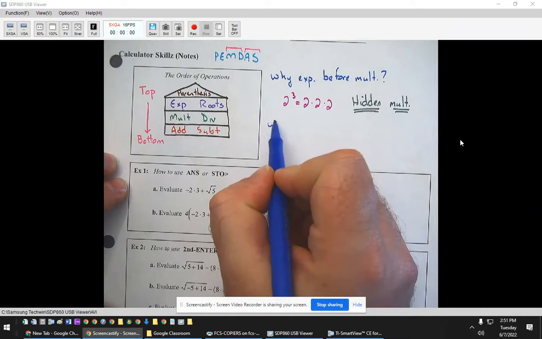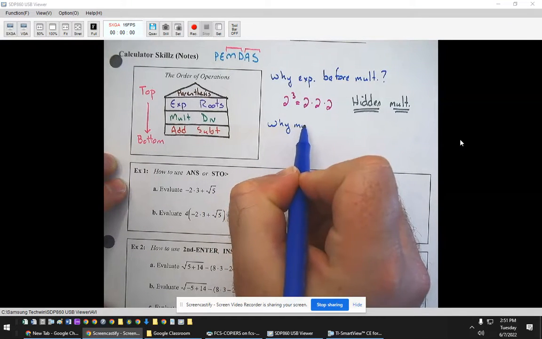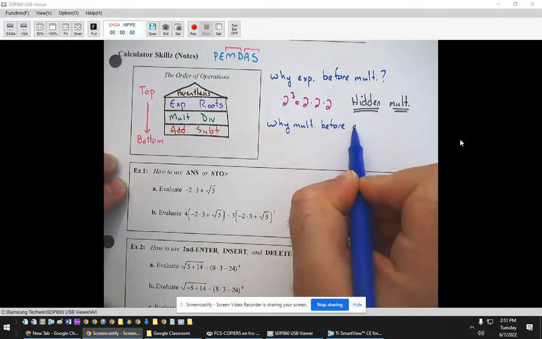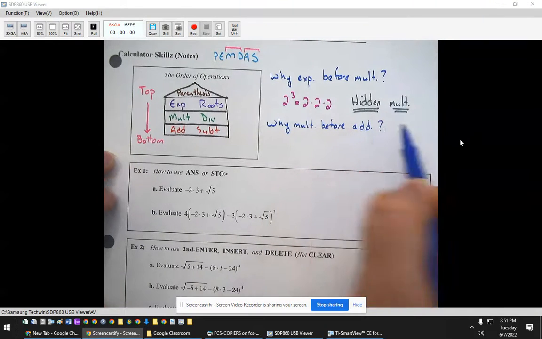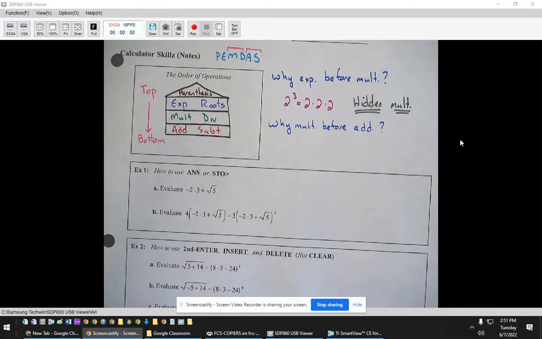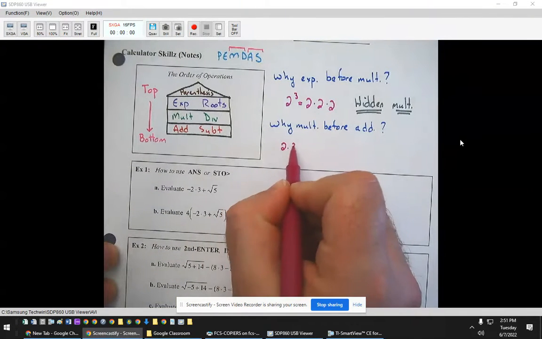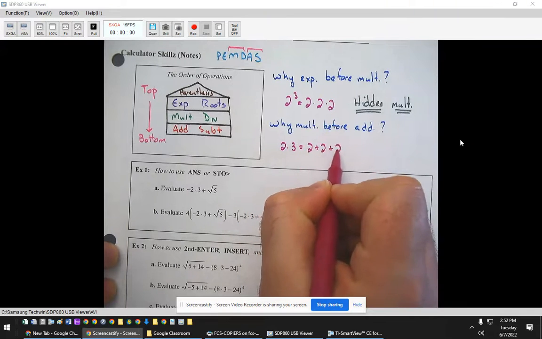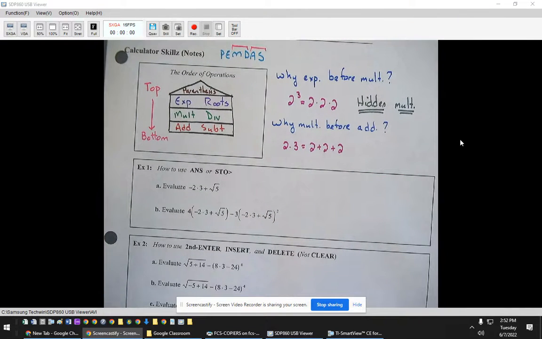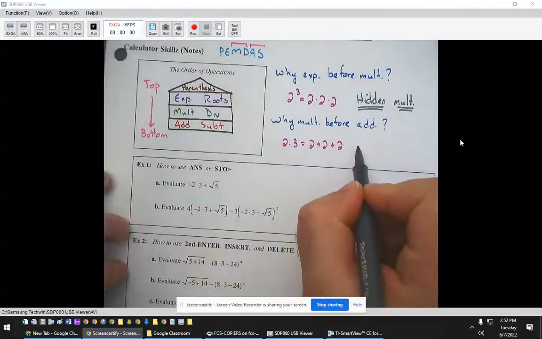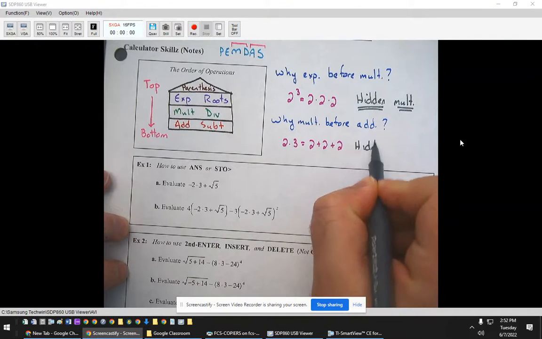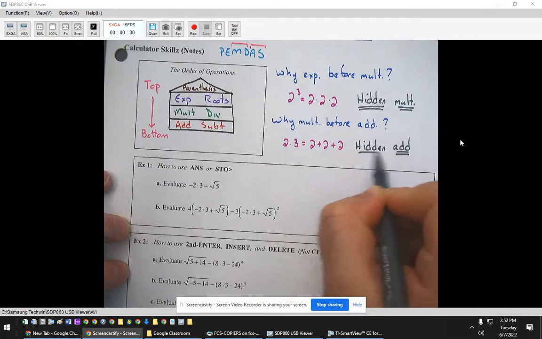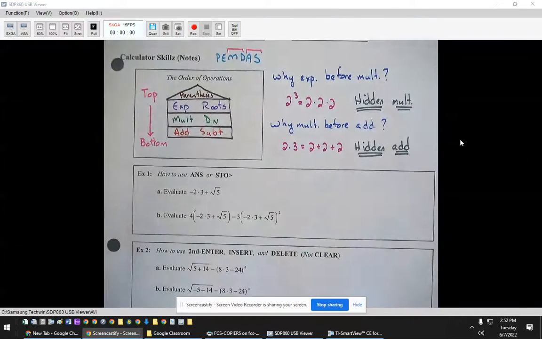And that same argument, why do we have to do multiply before we do add? Well, again, what does 2 times 3 mean? Not the answer, but what does it mean? It means 2 added together 3 times. It gives us an answer of 6. So the reason you have to do multiply before you do addition is because it's hidden addition. So that's why the order of operations work the way that they do.